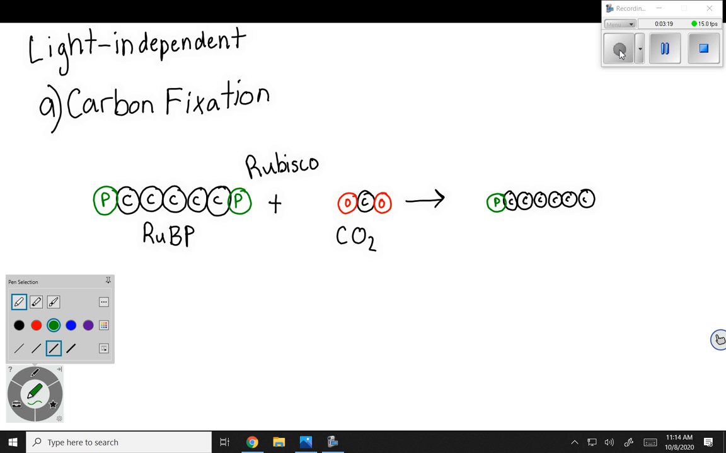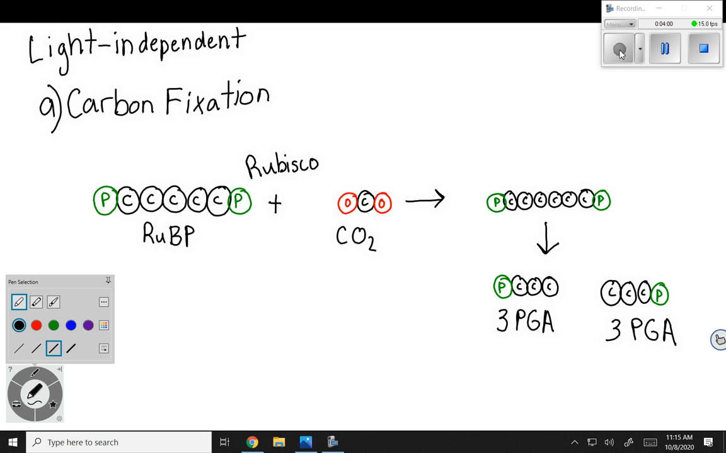Phosphate, phosphate. This molecule doesn't even get a name because it's really unstable, and it instantly splits into 2 3-carbon molecules. So if you split it in half, each molecule would have 3 carbons. And then don't forget the phosphates. And these little 3-carbon molecules are called 3-PGA. We don't need to know what it stands for. We can just use the acronym, or you can call them 3-carbon molecules.